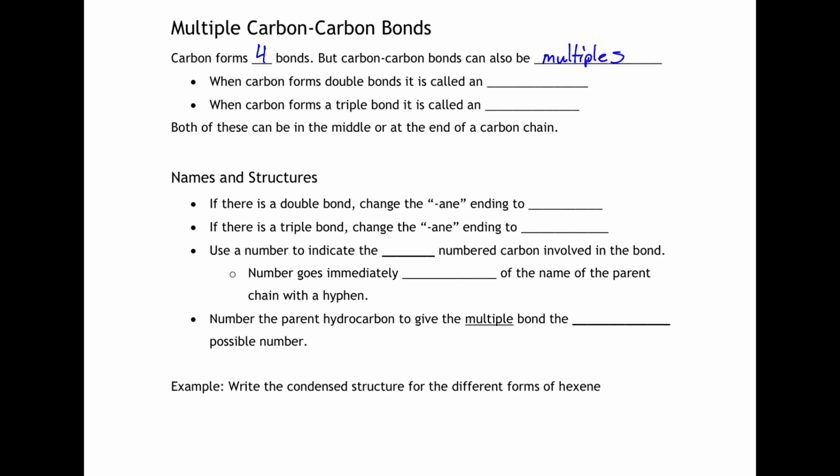A carbon that forms a double bond is called an alkene. So it's basically an alkane, but we put an E in it instead.